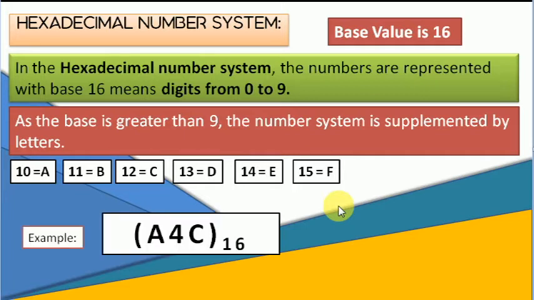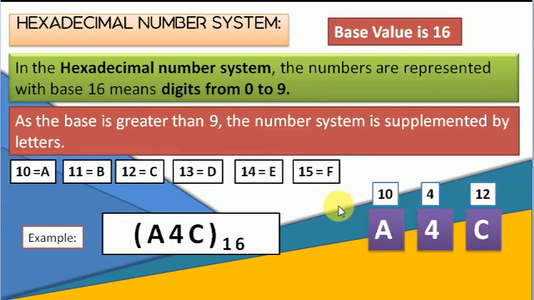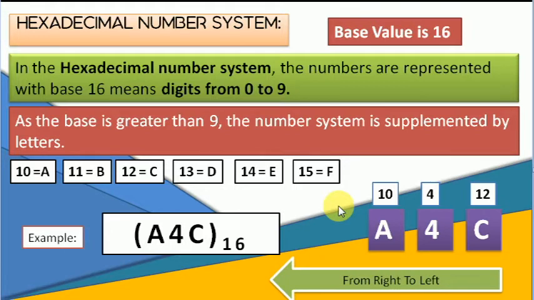So A, 4, C means 10, 4 and 12. C is 12, 4 remains 4, and A is 10. You are not supposed to write down 10. If in place of A, 4, C you write 10, 4, 12, it is going to read as 10412. So there is no 10, there is no 12. To represent the numbers 10, 11, 12, 13, 14, 15, we use letters in the case of hexadecimal. This is a very important thing that you need to understand. And the same thing, right to left.